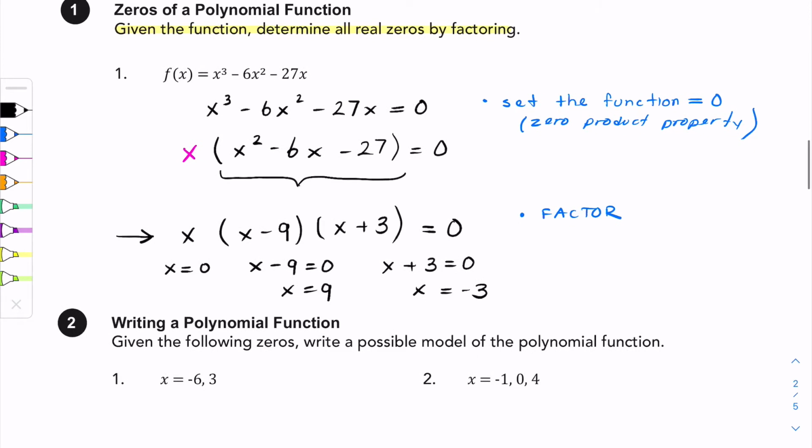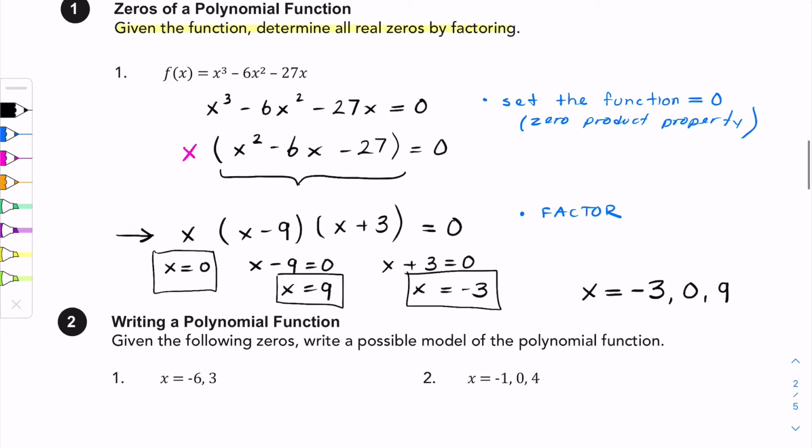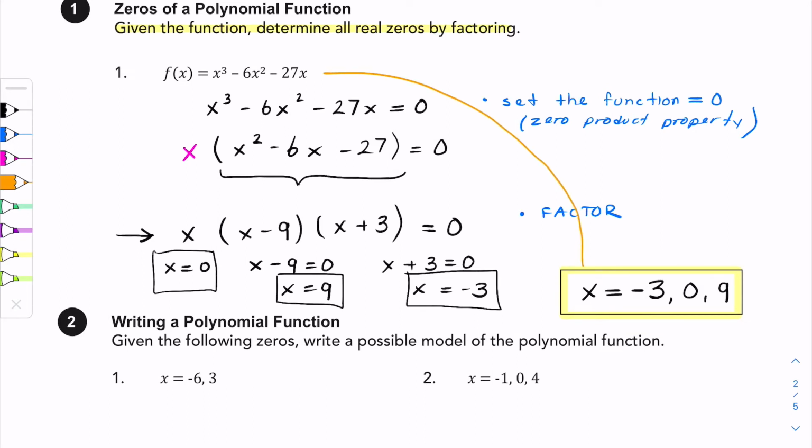Okay, so these numbers are called your zeros. We have a 0 at 0, a 0 at 9, and a 0 at negative 3. I'm going to list them from smallest to largest: negative 3, 0, and 9. That means if I substitute any one of these numbers back into the original equation, I'm going to simplify it and the answer will be 0.